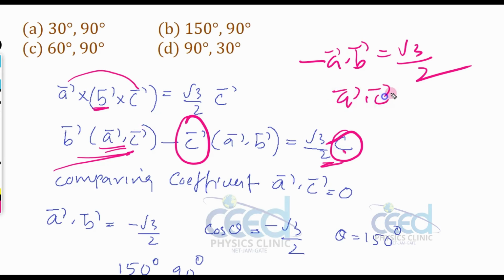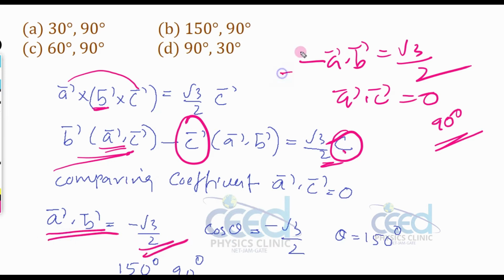A dot C is equal to 0 means what is the angle between C and A? That is A perpendicular to C. So A dot C is equal to 0 means angle between A and C is 90 degrees. So we have cleared one part. Now we want to know what is the angle between A and B, right? So A dot B is equal to minus root 3 by 2 is given.